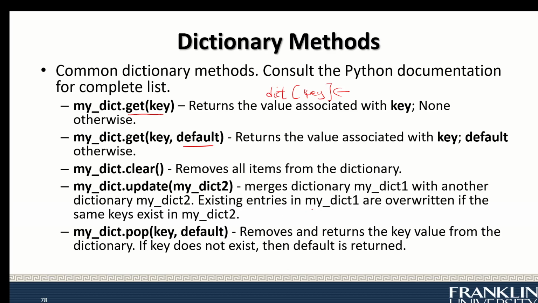Dictionary.clear removes all the items from the dictionary. Dictionary.update, you can update my dictionary with your dictionary, with another dictionary. Dictionary.pop will remove and return the value for the key from the dictionary. If the key doesn't exist, then it returns the default if you have a default.